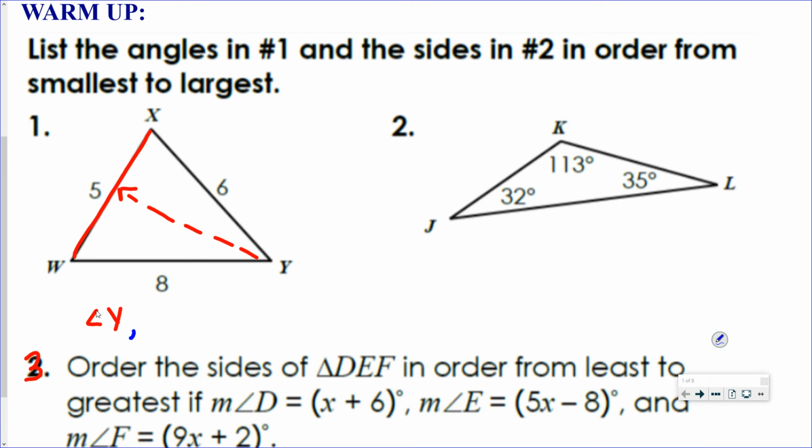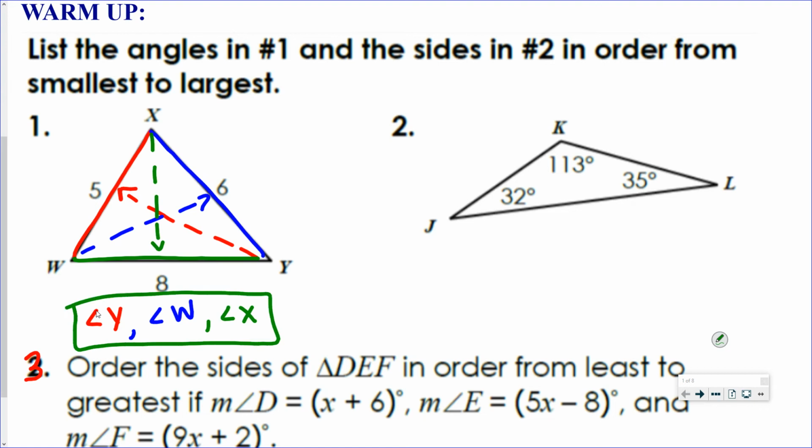W. Yes. Why? It's across from 6, and that's my next shortest side. Good. Meaning angle X, which is across from my largest side, should be the largest angle. Okay, that's what we talked about in 5.3. By the way, we do skip 5.4. We go to 5.5. I think it's like a proof section or something.